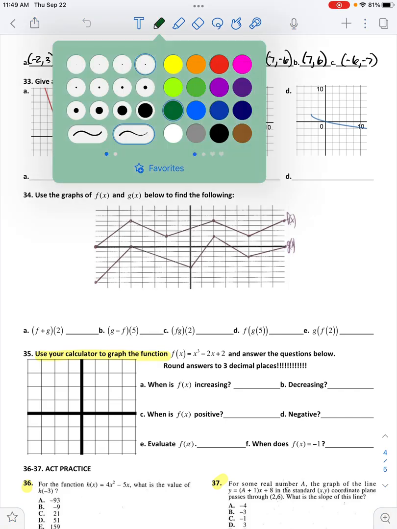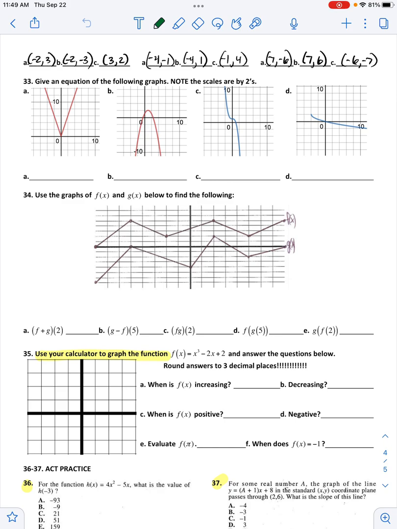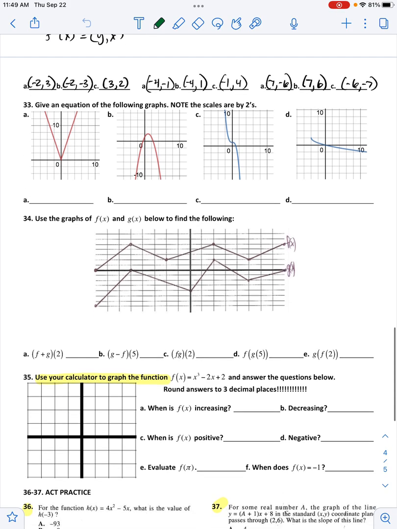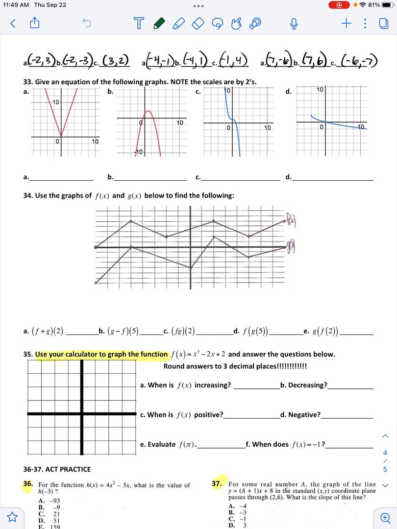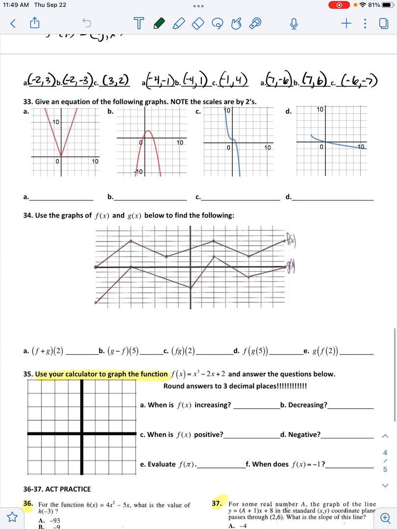With the third installment of World's Longest Review Sheet. Let's see here. Where am I? Give an example of the following graphs. Note the scales are by 2. Give an equation. Okay. So this is an absolute value graph, so I know that's my container, but I do see that it goes up 1, 2, 3 over 1. So my function is going to be 3. It's not shifted around at all. That's the only change. So it's going to be 3 times the absolute value of x.